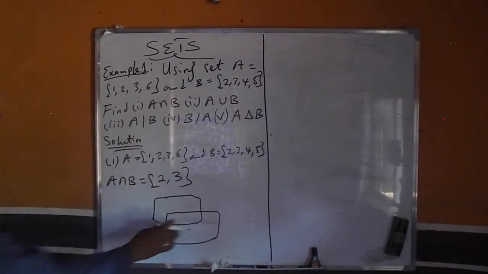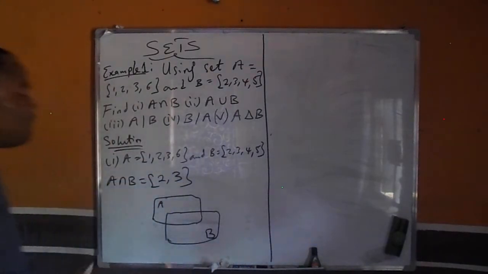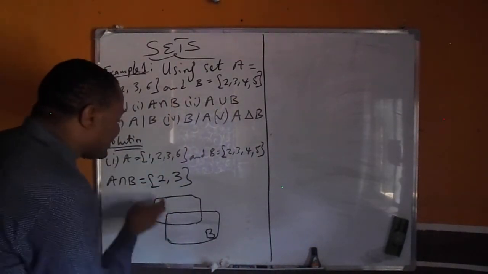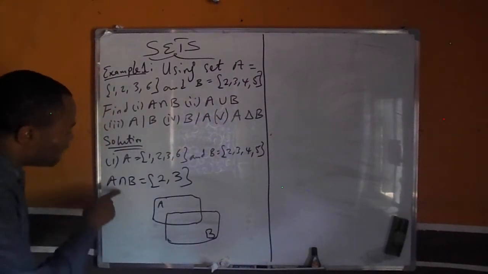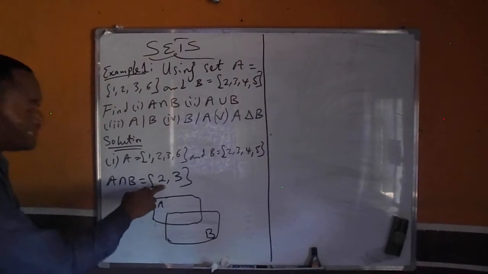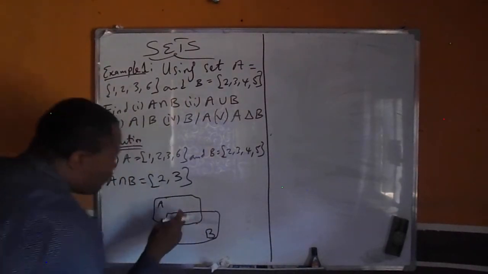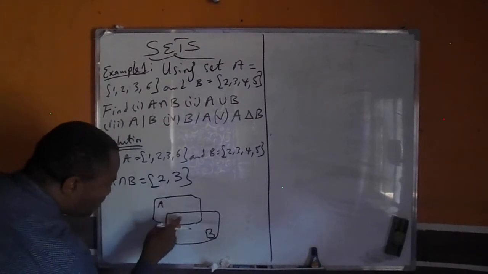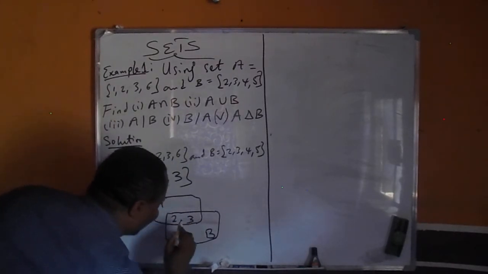Drawing a Venn diagram for A and B. This is A and this is B. Now, intersection means what we can find in A and we can also find in B. What are the things we can find in A and also find in B? This is it. We have 2 and 3. So you come inside here, which covers both A and B. So you have 2 and 3.